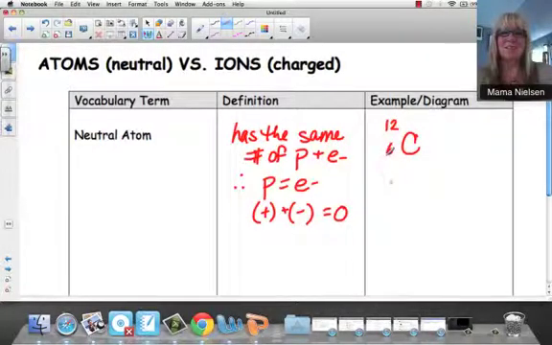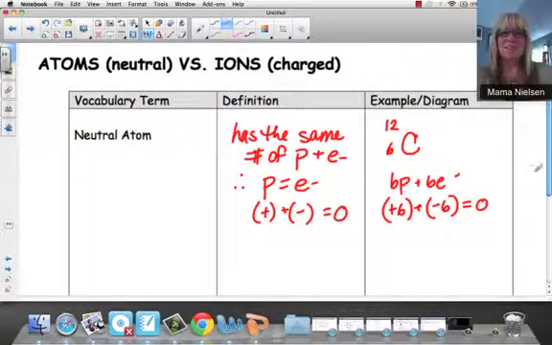Let's look at an example. Let's use carbon 12, 6. So this has 6 protons, and you know if it's neutral it also has 6 electrons. So what this is really saying is protons are positive, so this is a positive 6, and electrons are negative, a negative 6, which is going to be equal to 0.